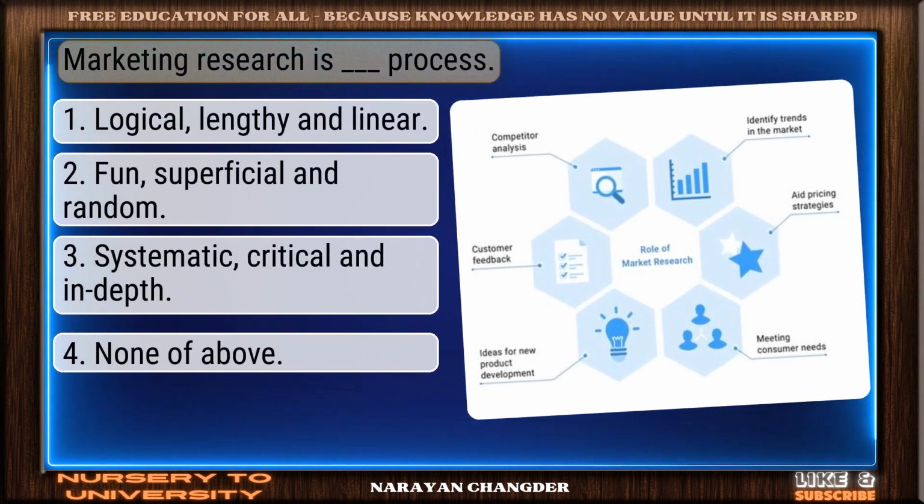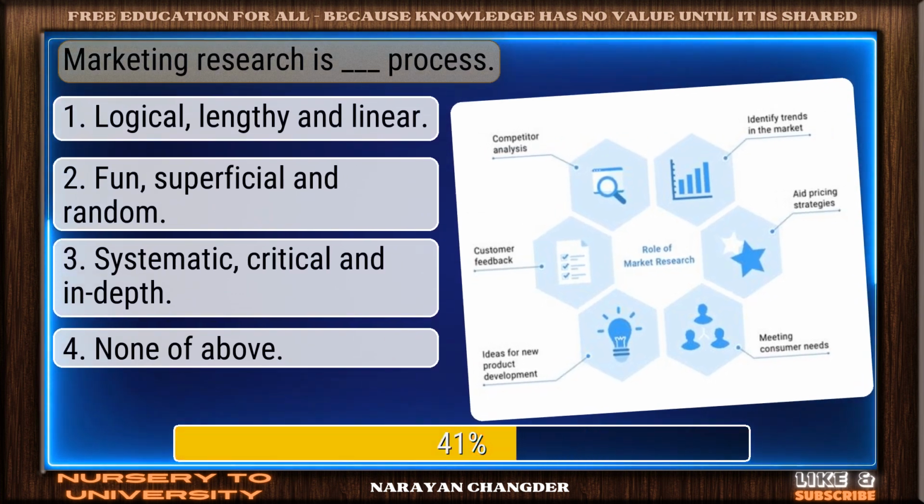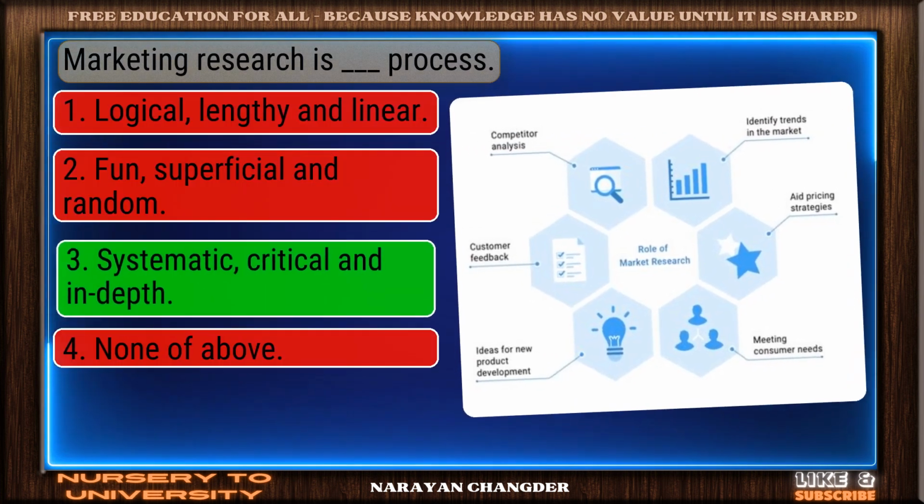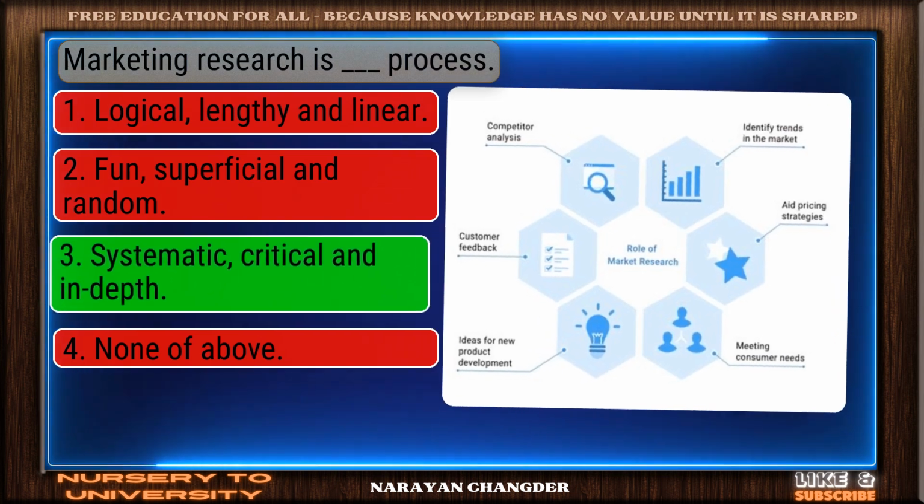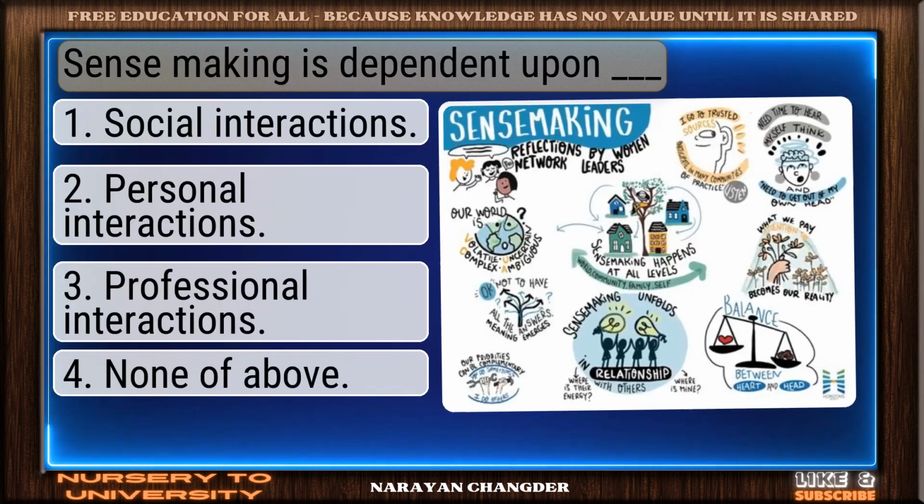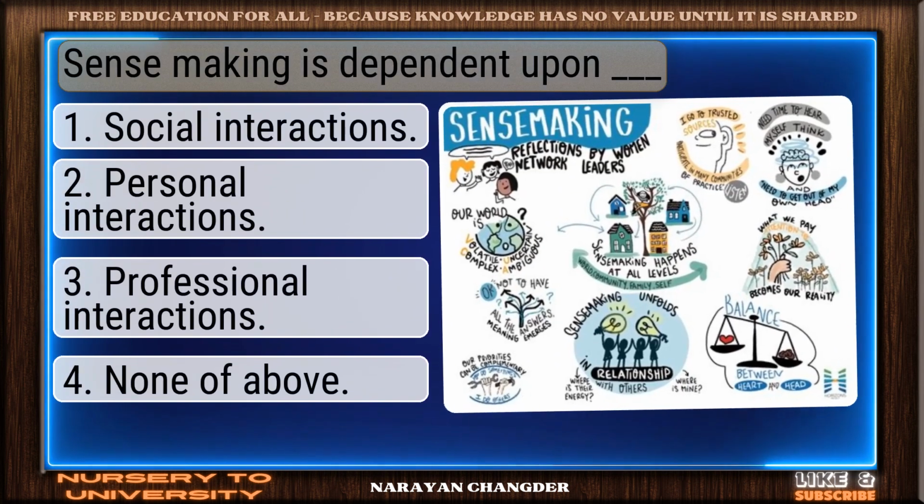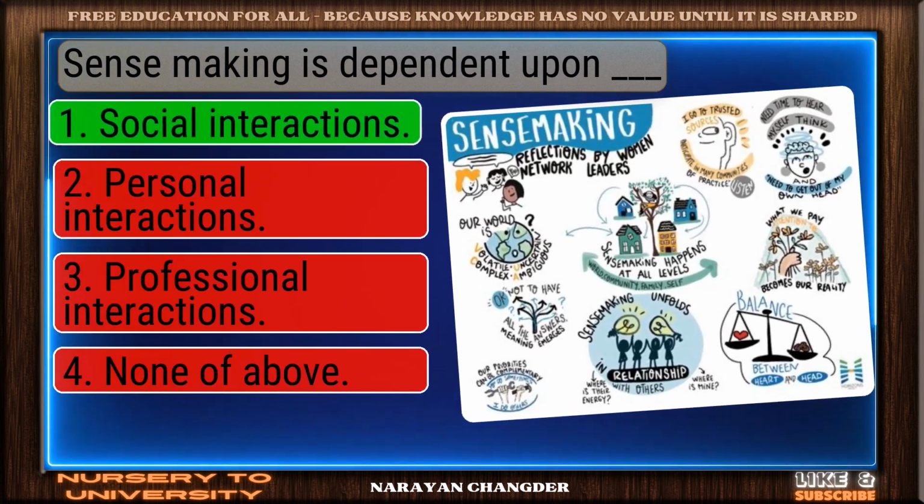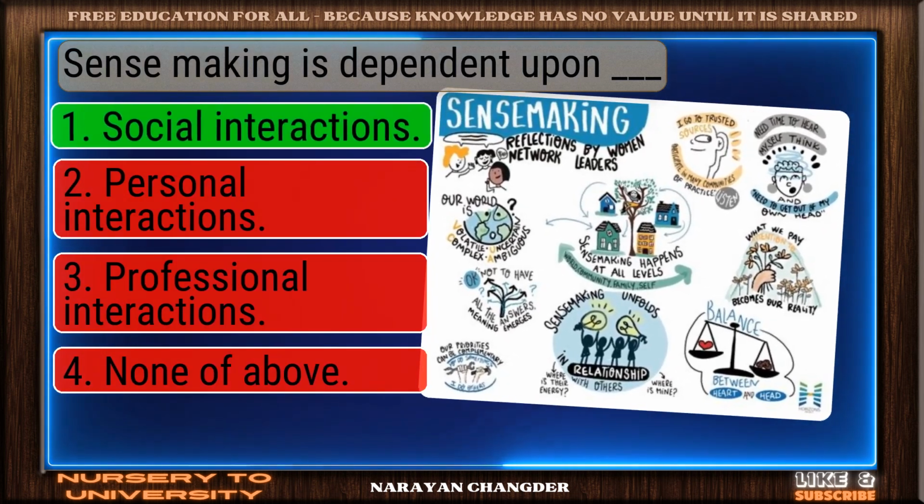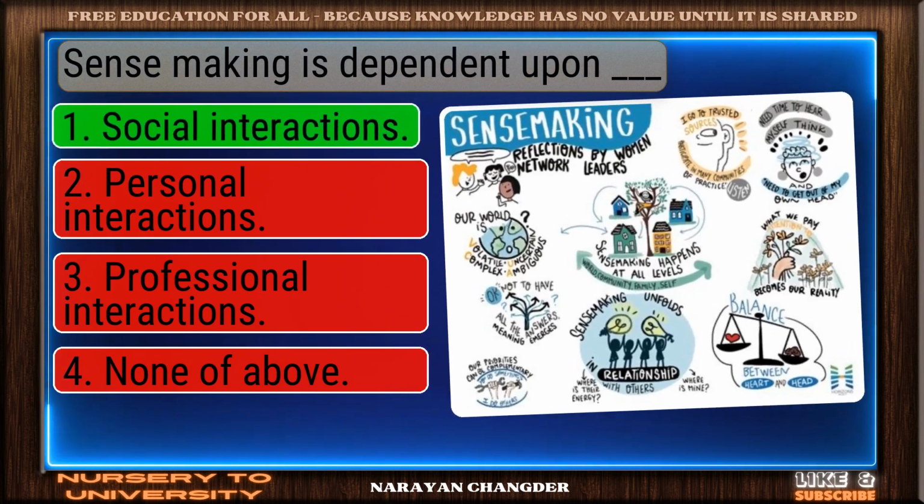Marketing research is dash process. Great thinking. Systematic, critical, and in-depth is the right choice. Sense-making is dependent upon dash. Excellent choice. Social interactions is the right answer.